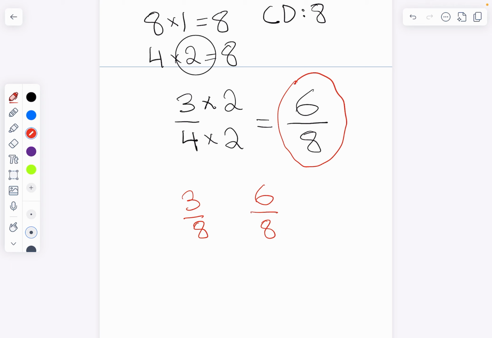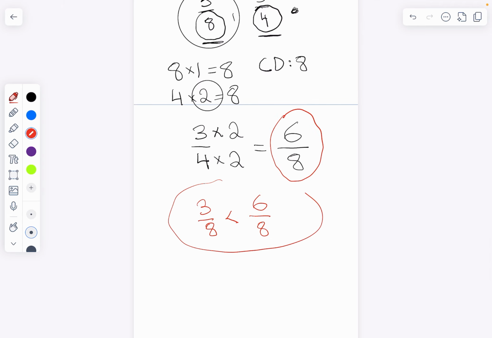Immediately, we can tell that 6 is greater than 3. That's all we have to do. Compare the numerators, and boom, we've got our comparing. 3 over 8 is less than 6 over 8, or 6 over 8 is greater than 3 over 8. That's it. That's how you compare fractions, either visually or through finding the common denominator.